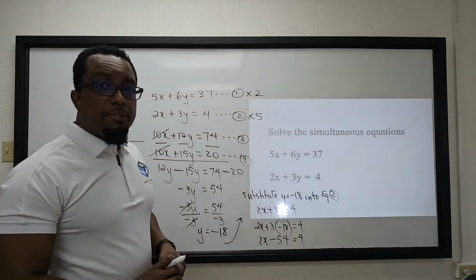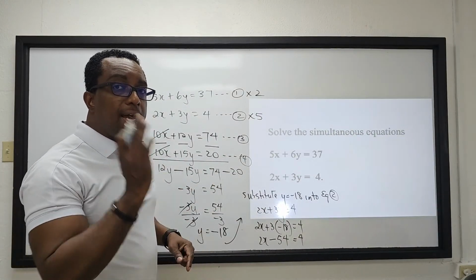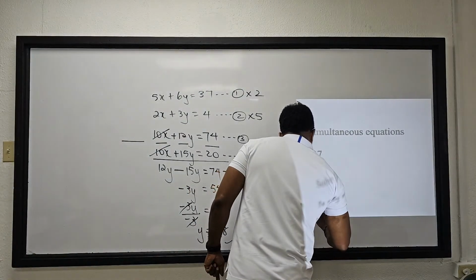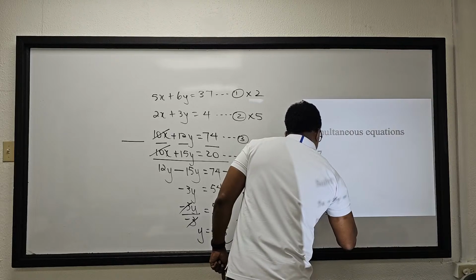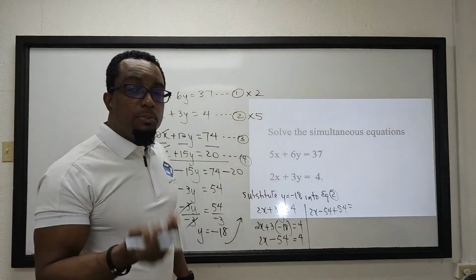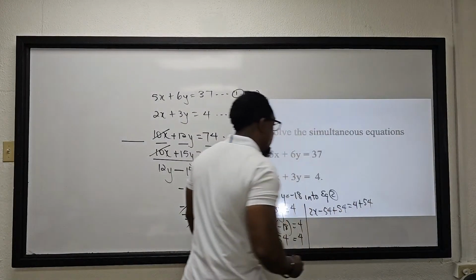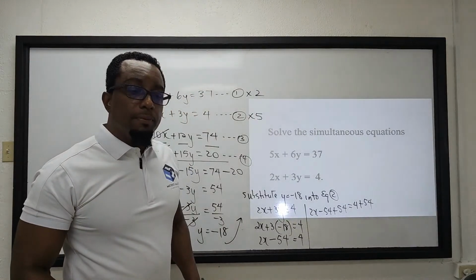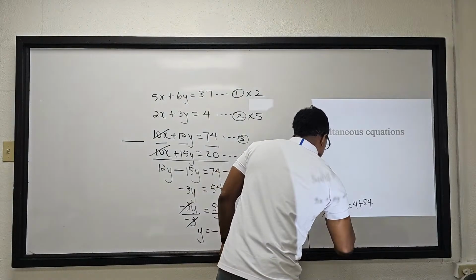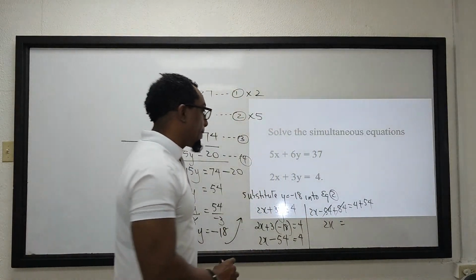And therefore, to make x a subject, what am I going to do? I have to remove negative 54, so I'm going to add 54 to both sides. So this is 2x minus 54 plus 54 is equal to, what I do to one side, I do to the other. This will be 4 plus 54. So negative 54 plus 54 on the left will be 0. You're going to have 2x is equal to 58.